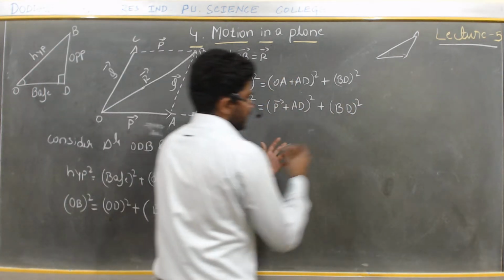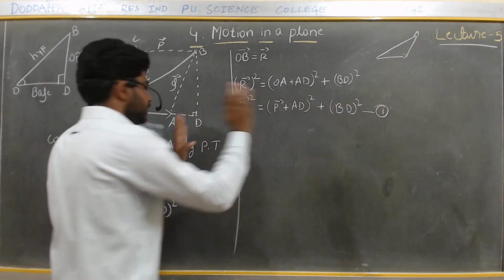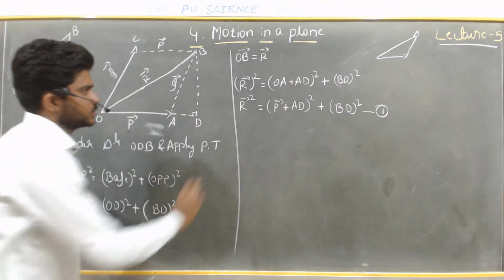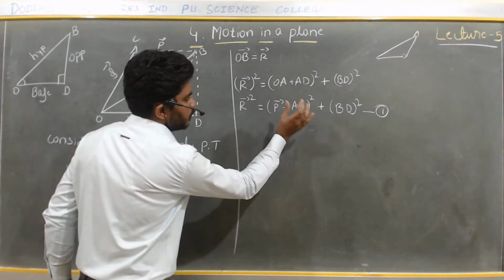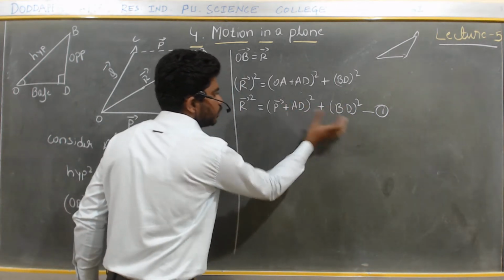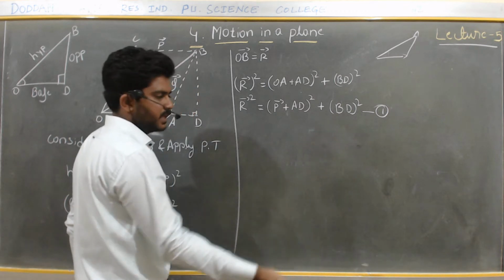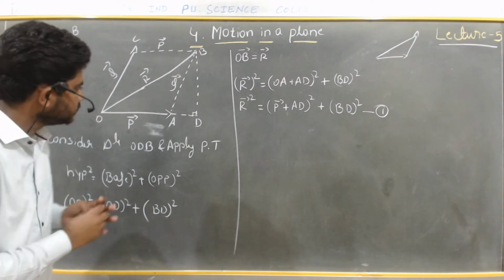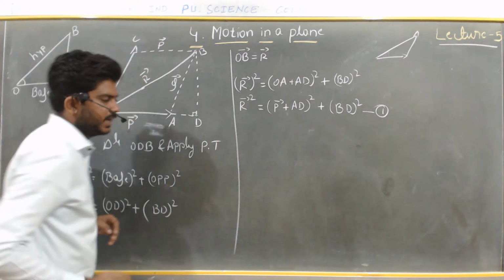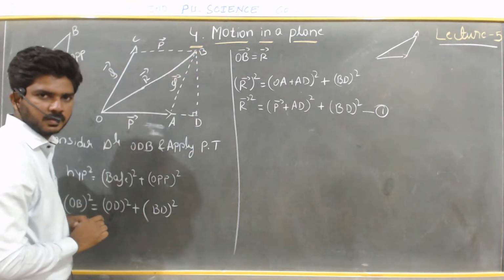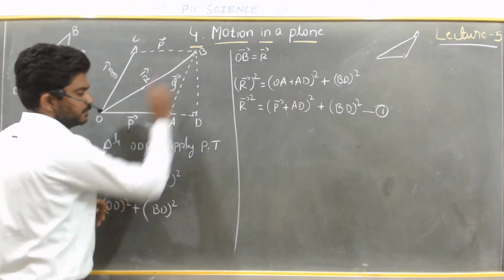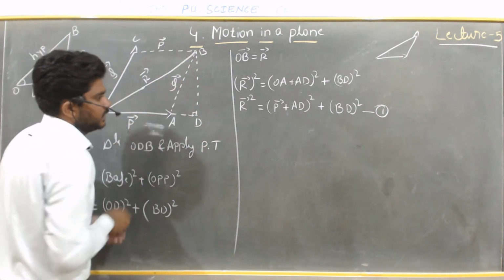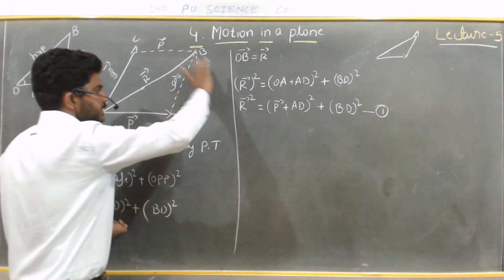See, this is the main equation in this part. We have the OB value, R vector. Next, OA value, P vector. We don't have the value for AD and BD. So these two have to be found out. After finding these two values, in this equation we will get the final result, which is R vector. So again, to find AD, consider triangle ADB. If we consider ADB, we will get the value for AD as well as BD.